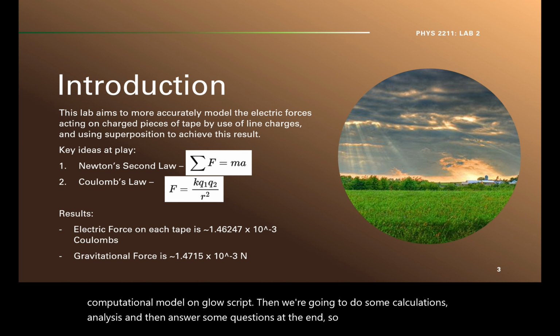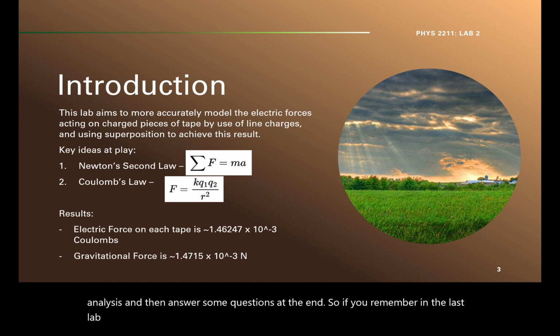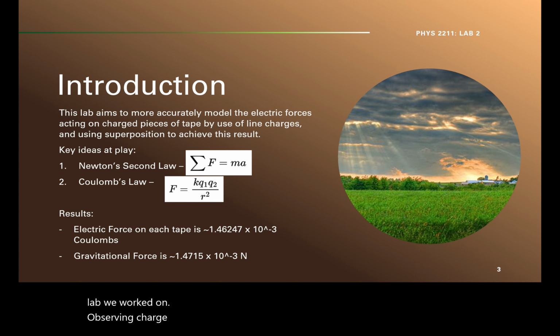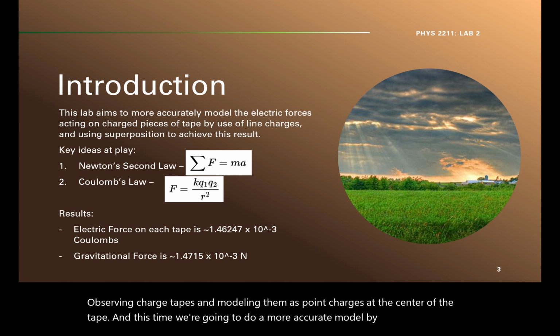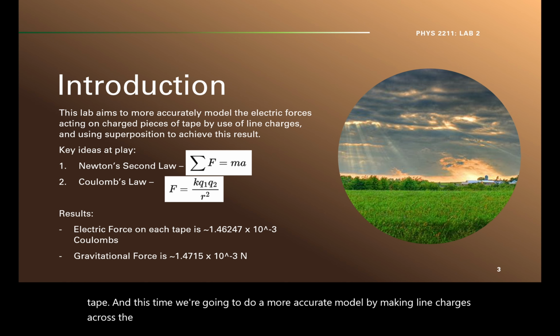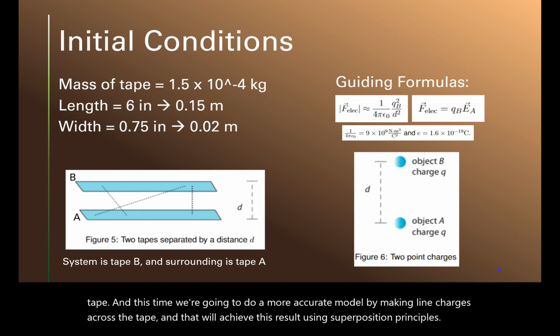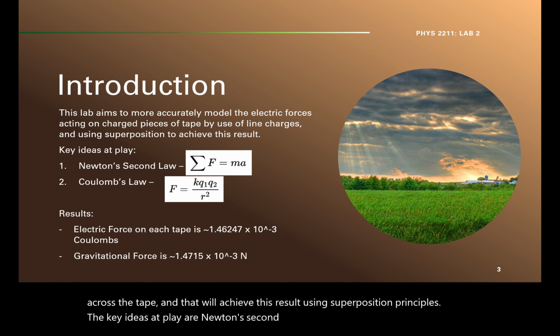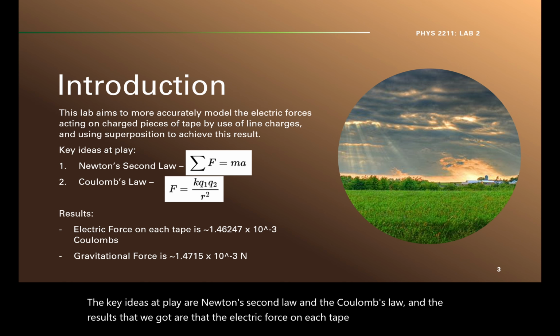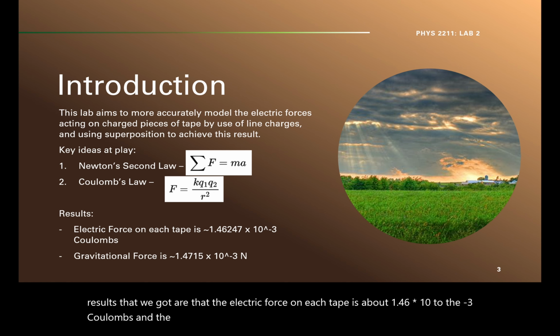So if you remember in the last lab, we worked on observing charge tapes and modeling them as point charges at the center of the tape, and this time we're going to do a more accurate model by making line charges across the tape, and that will achieve this result using superposition principles. The key ideas at play are Newton's second law and Coulomb's law, and the results that we got are that the electric force on each tape is about 1.46 times 10 to the negative 3 coulombs, and the gravitational force about 1.47 times 10 to the negative 3 newtons.